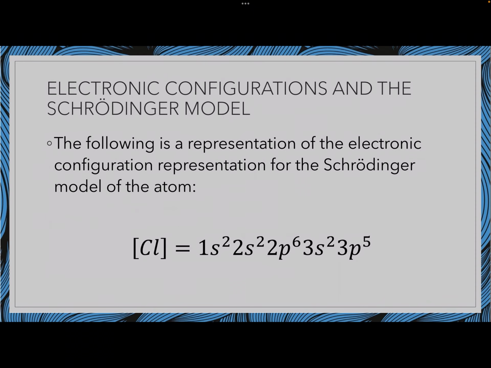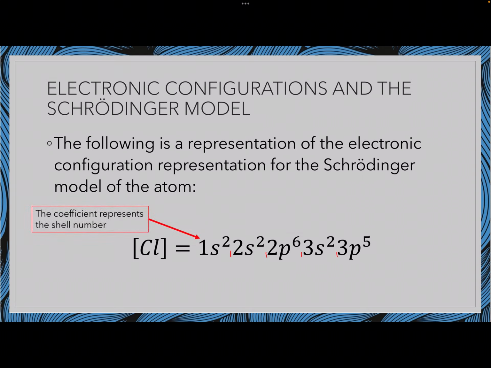So, electronic configurations in the Schrödinger model. Here's a representation of the electronic configuration for the Schrödinger model of the atom, giving you the example of chlorine here. Now, we've got all these weird numbers, letters, some superscript. What does it all mean? Well, it's broken up into lots of different things. We write them all together, but basically there's 5 different orbital information things there.